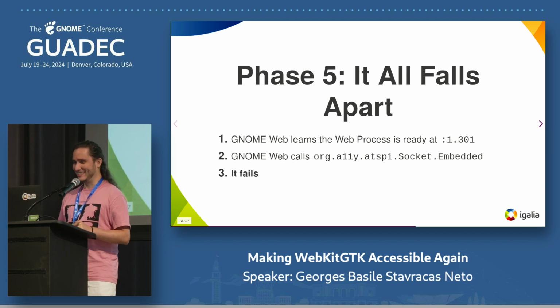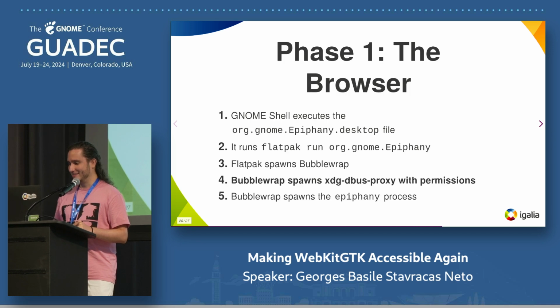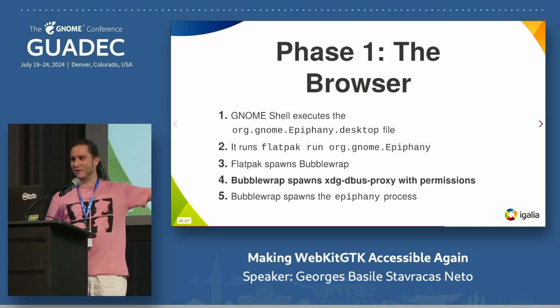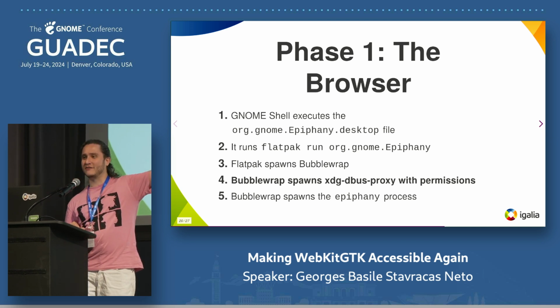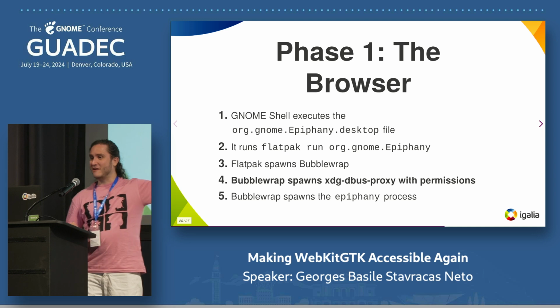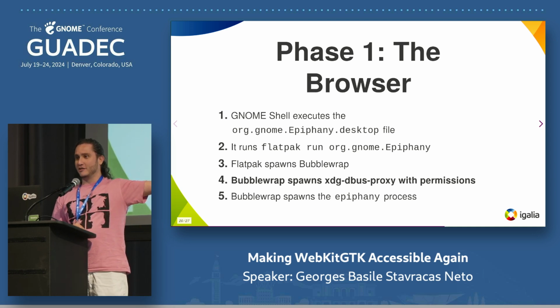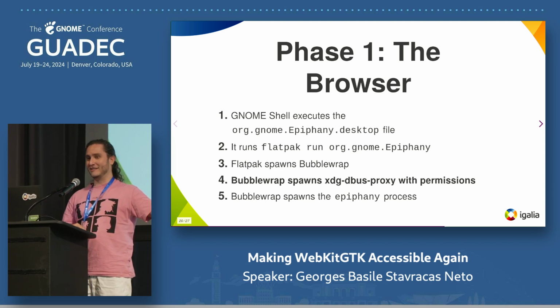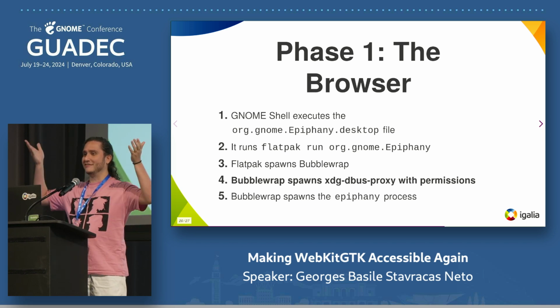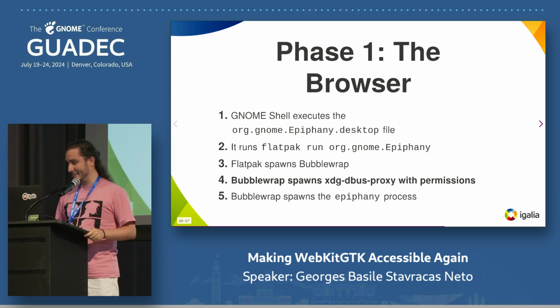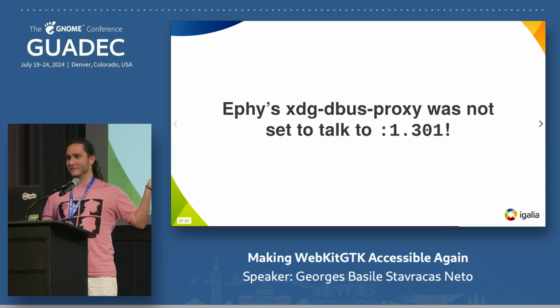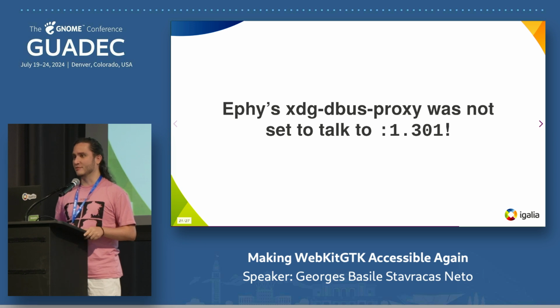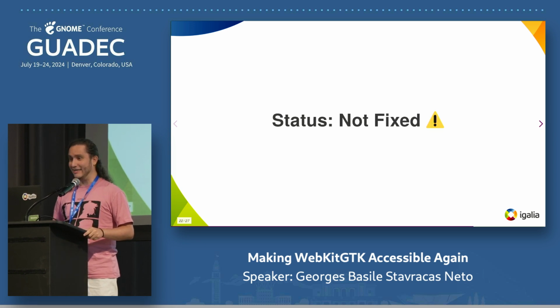That's a difficult thing, right? So, remember on phase 1, when we spawned the bubblewrap, when bubblewrap spawned xdg-dbus-proxy with a set of permissions, turns out this set of permissions did not contain "you can talk to the web process" that still doesn't exist. In xdg-dbus-proxy, you cannot change the list of permissions at runtime. You spawn it, and it's fixed. It's done. The Epiphany D-Bus proxy was not set to talk to the web process D-Bus proxy. It is not fixed. It is fully not fixed. And this is where we are right now.